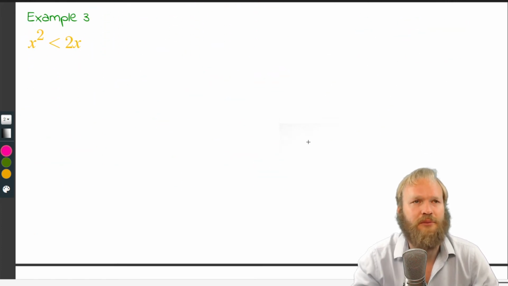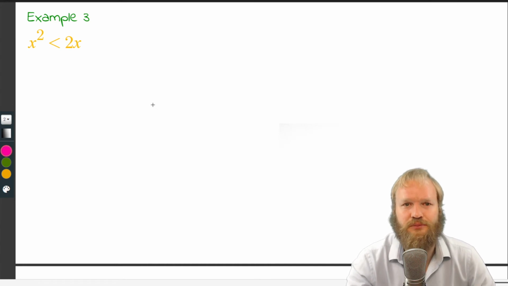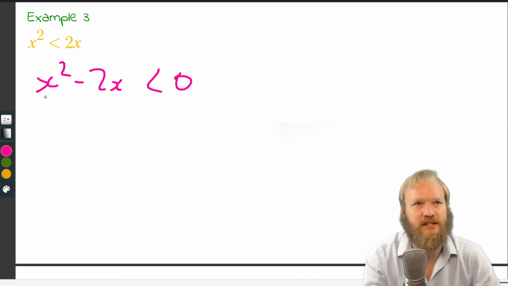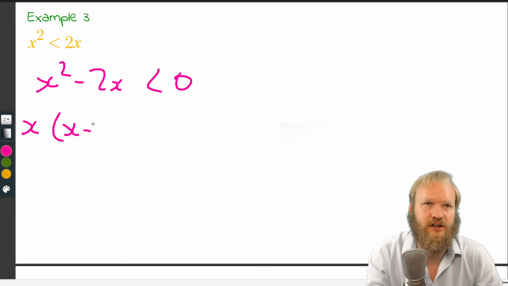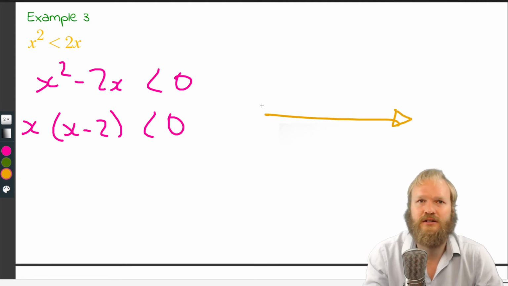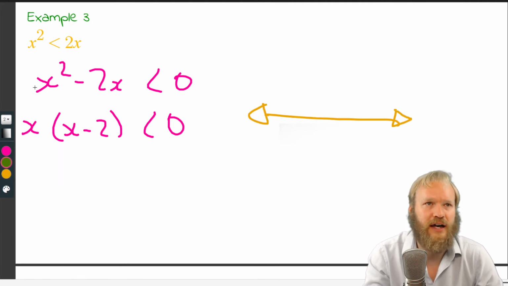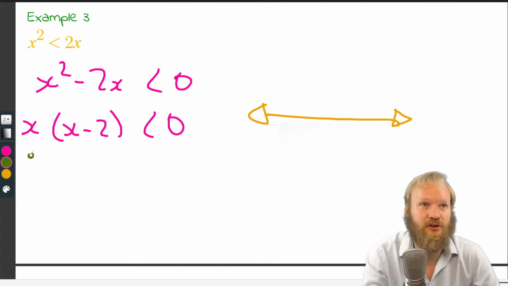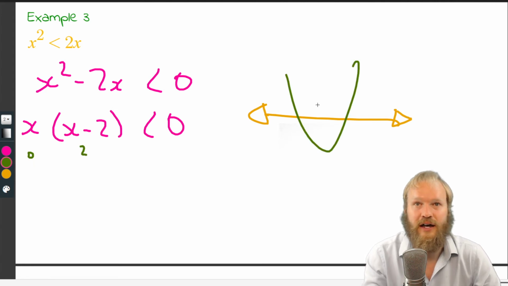Okay, so example 3. x squared less than 2x. Quick strategy for this, let's keep going with what we did before. We said, let's rearrange our equation so one side is 0. Then let's factorize: x times (x minus 2) less than 0. Then let's draw our parabola. So we know there's an axis, and we've got a happy parabola that has 2 intercepts. That intercept there would be 0, and this one would be 2. So happy with 0 and 2.